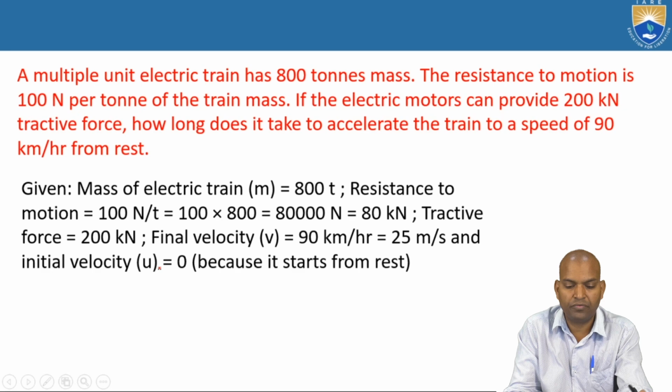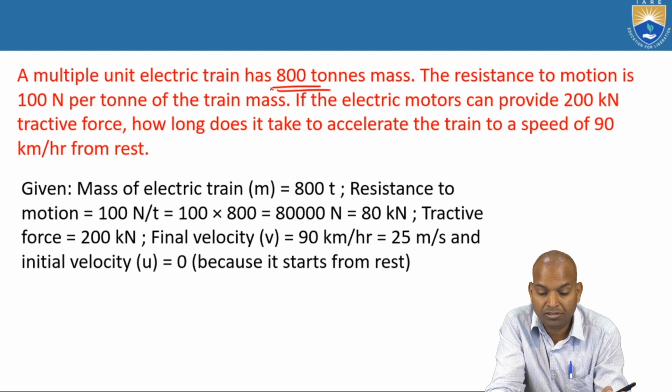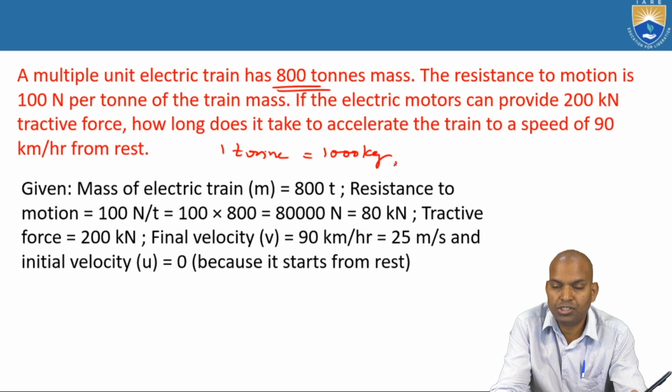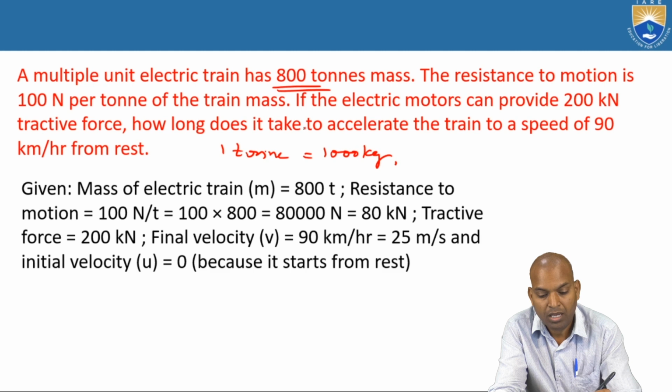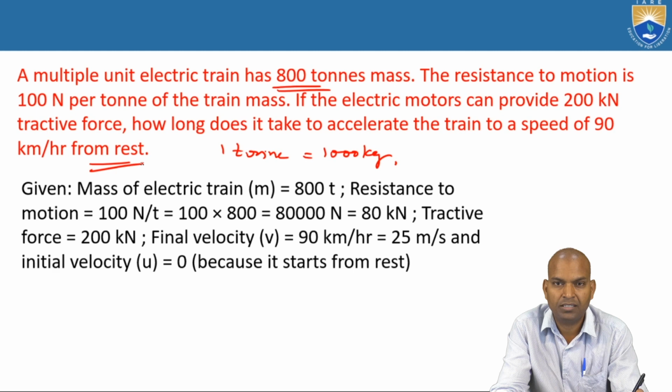Now the next problem is that a multiple unit electrical train has 800 tons mass. An electrical train has a huge amount of mass. Remember, one ton equal to how many kgs? 1000 kgs. The resistance to motion is 100 newtons per ton of the train mass. If the electric motors can provide 200 kilonewtons tractive force, how long does it take to accelerate the train from rest to a speed of 90 kilometer per hour?